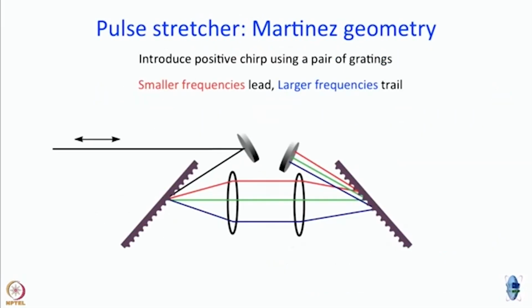All right. Next, let us move on to another geometry, which is known to be quite a good one. It is quite popular. It is called Martinez geometry. In Martinez geometry, once again you have two gratings, but unlike in 3C geometry, the gratings are not parallel. If you extended them, they would make an acute angle. And another thing that is very important is that Martinez introduced a telescope between the two gratings.